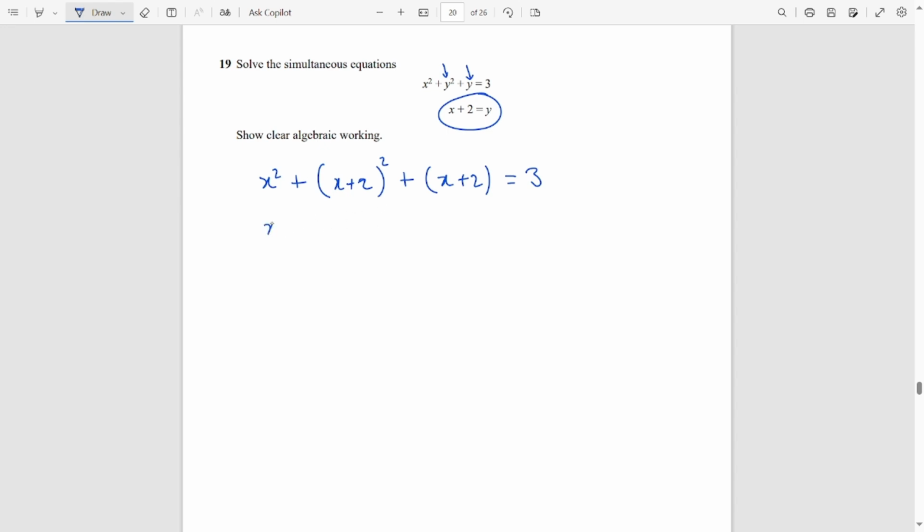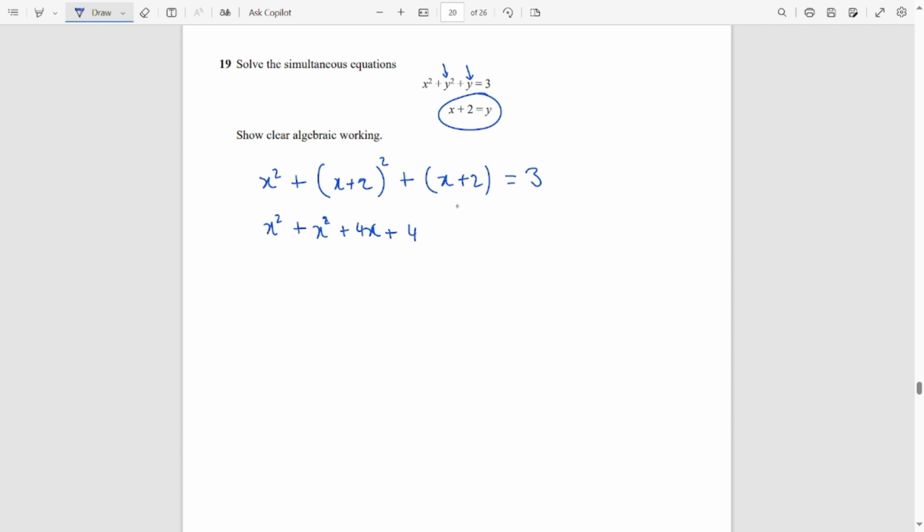So first of all, I'm going to leave the x squared as it is, and I'm going to expand this thing here. And as we were doing before, this is x plus 2 times x plus 2. And you're going to need to use the grid or the smiley face or something, and you'll have x squared plus 4x plus 4. I didn't leave quite enough space about that. But that's the expansion of that bracket there.